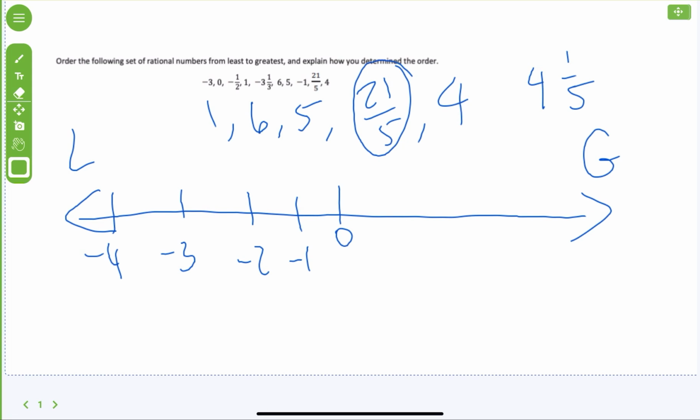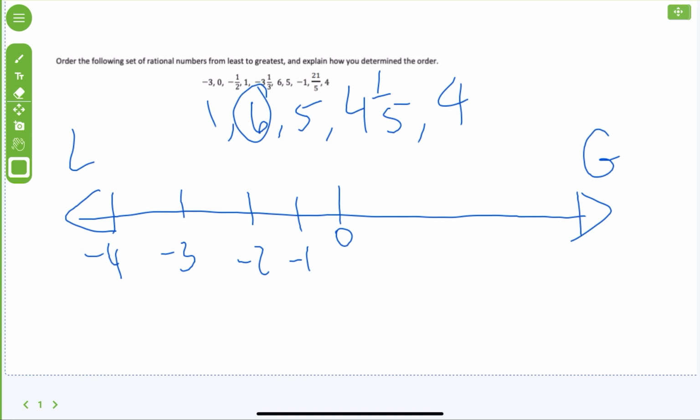Gianna, you got a question? What's that? Oh, okay. So that's 20. So let's rewrite that here. 4 1/5. Okay? Now, my biggest number is going to be 6. So let's make this 6. And then we'll go from there. 1, 2, 3, 4, 5, 6.